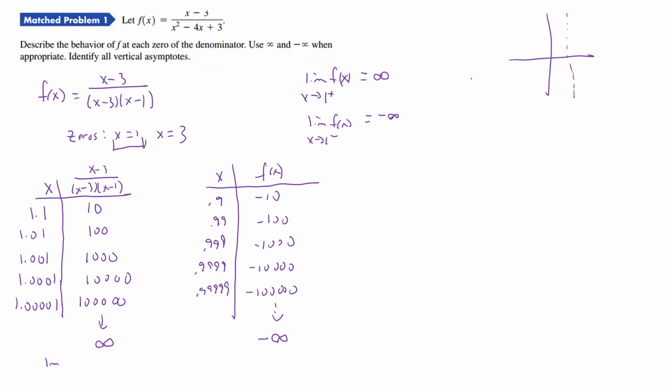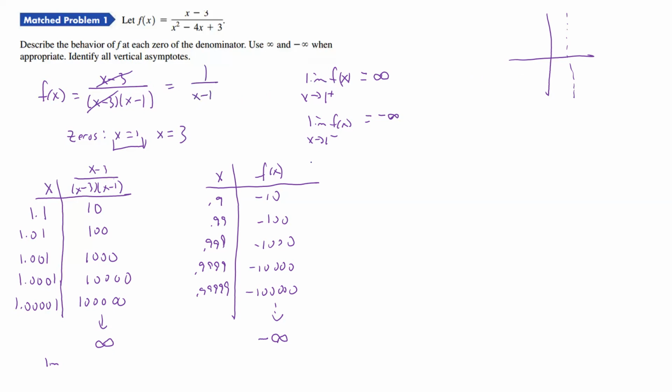And then we said that x equals 3 is not going to be a vertical asymptote. And so what we have to do algebraically then is simplify that. And when we simplify it, guess what? If we cancel those out, we just get 1 over x minus 1.